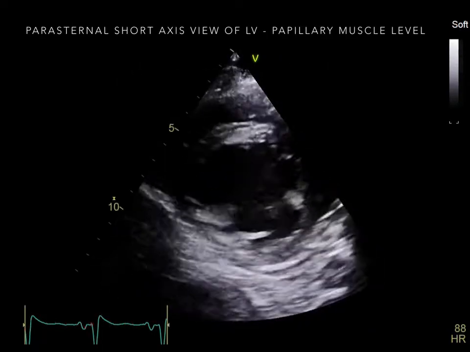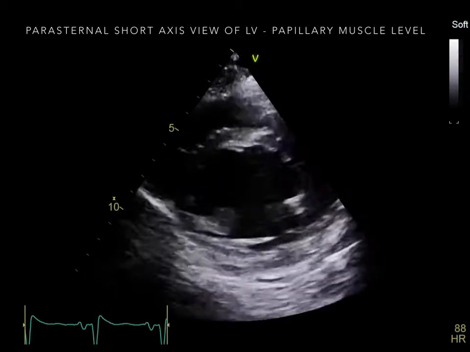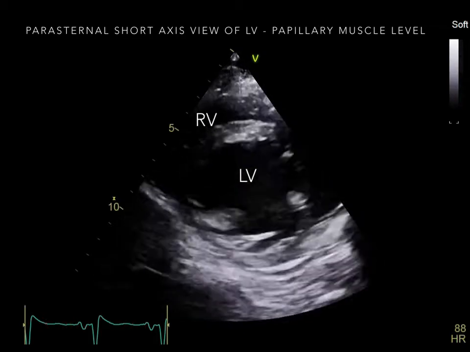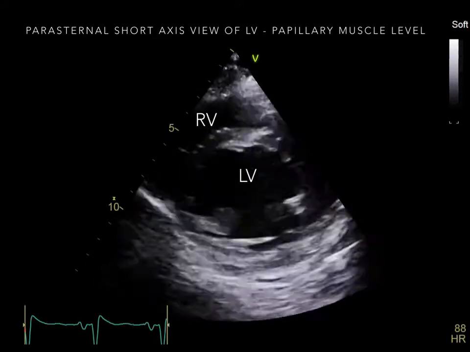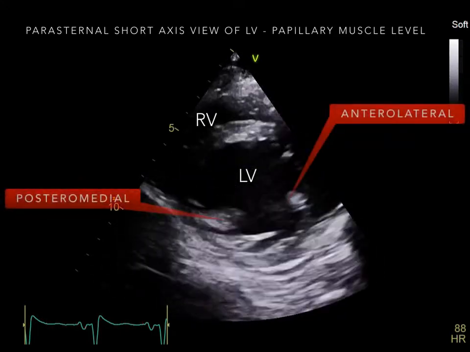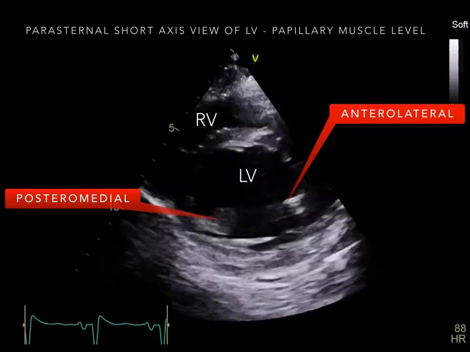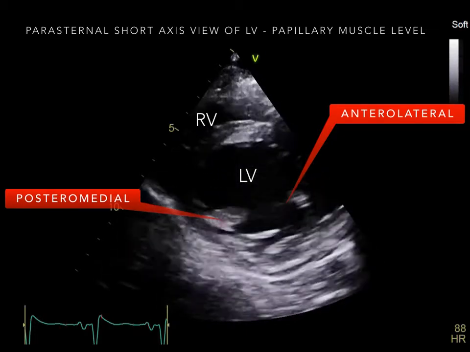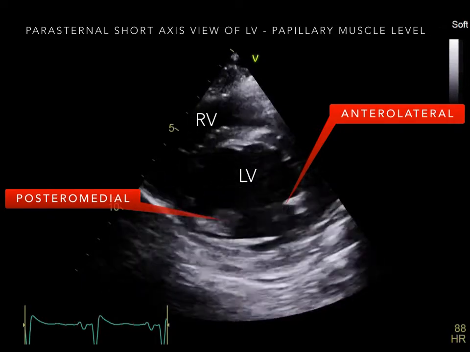This is the next image in the series of parasternal short axis views at the level of the papillary muscles. The LV is transected at the level of the papillary muscles. Anteriorly, the RV is visible. The papillary muscles are displayed on either side of the left ventricle. The anterolateral muscle is seen around 3 to 5 o'clock, while the posteromedial is somewhere between 7 and 9 o'clock.